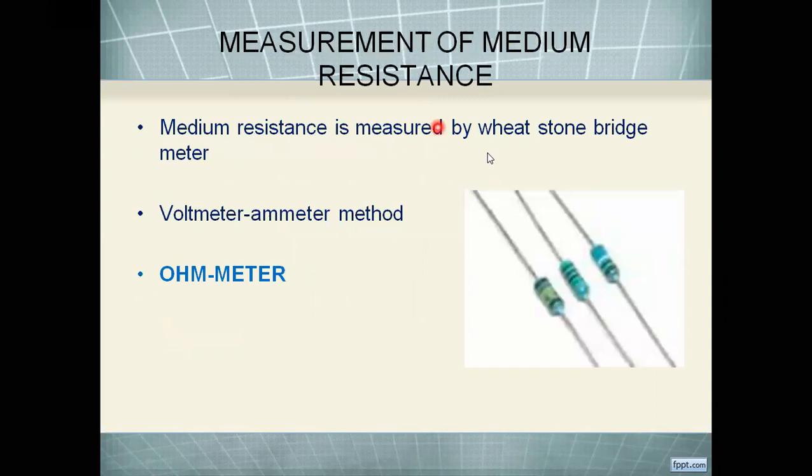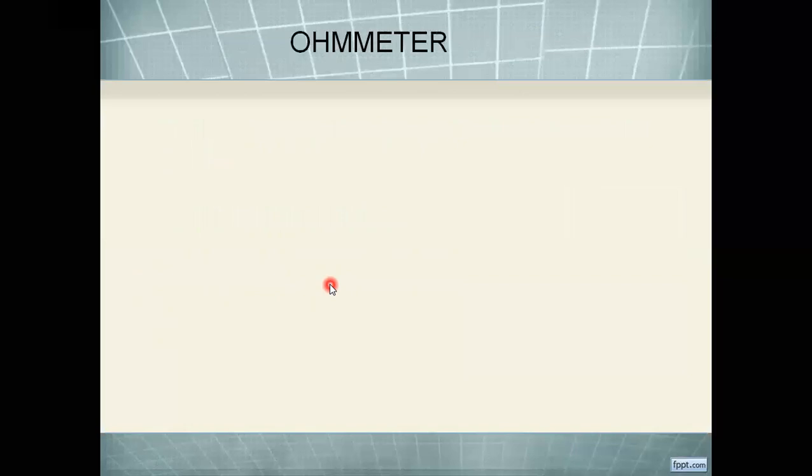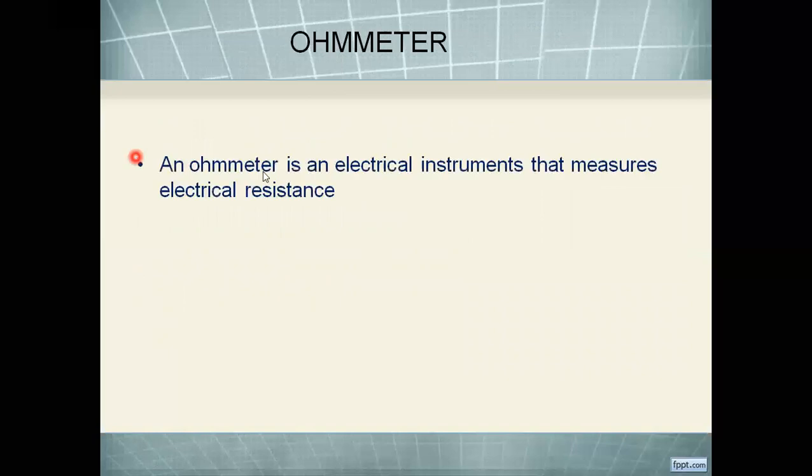Now we'll see the measurement of medium resistances. As we have seen already, for measurement of medium resistances we use the Wheatstone bridge, the voltmeter ammeter method or volt ampere method, and the other one is the ohmmeter method. This ohmmeter method is what we are going to see in further slides. So what is an ohmmeter? An ohmmeter is an electrical instrument that measures electrical resistance.